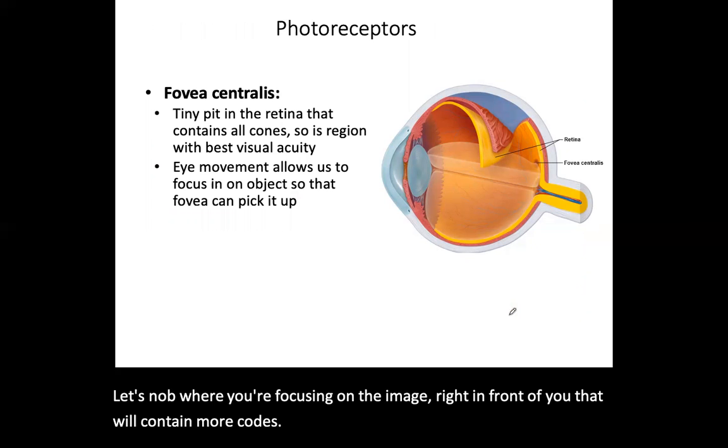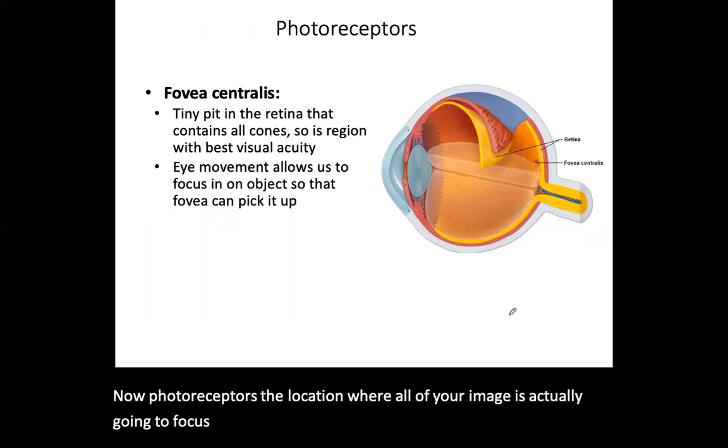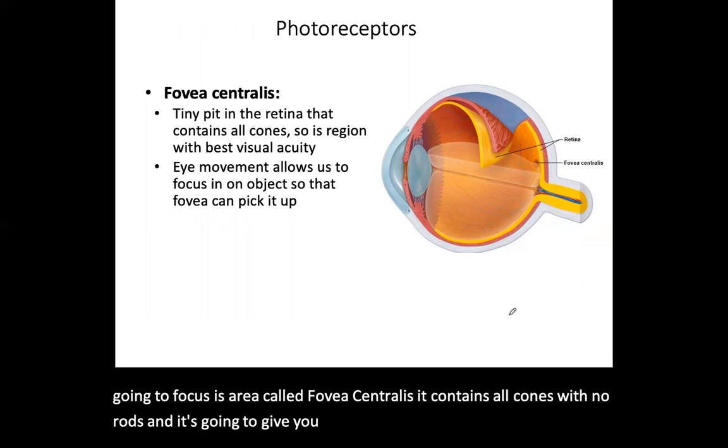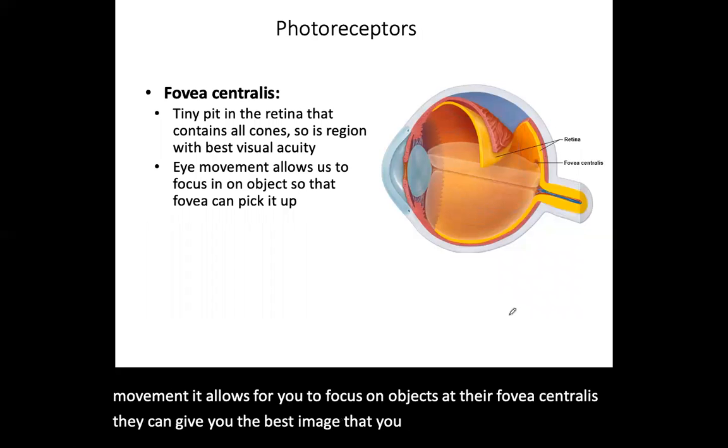Now, the location where all of your image is actually going to focus is an area called the fovea centralis. It contains all cones with no rods, and it's going to give you your best visual acuity. So when you do eye movement, it allows you to focus on objects at the fovea centralis, again, giving you the best image that you can create for your surroundings.